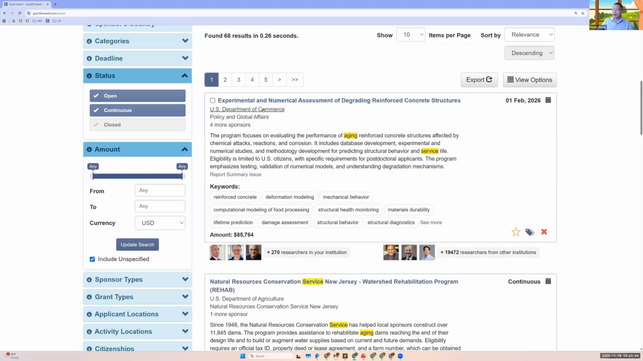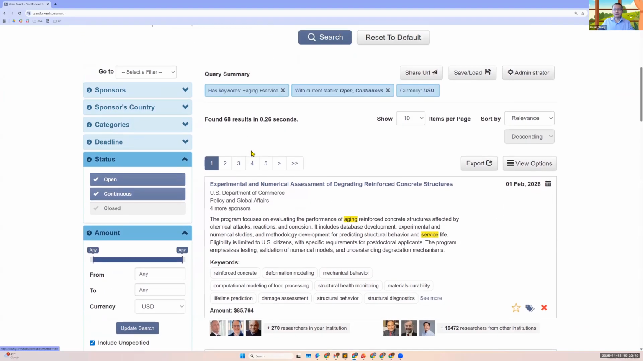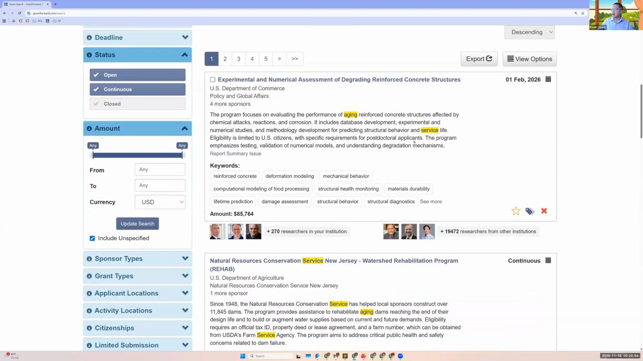Okay, you can click on them to go to the sponsor page to read more about this sponsor, to visit their website, to learn about their mission statement, and so on. Then there is a quick summary of what this grant is about. This is AI generated, to give you a concise but to the point summary. This program focuses on something about aging. You will see the keywords highlighted, the keywords from your search query, to allow you to quickly glance and decide if this grant is about the aging service you are looking for.